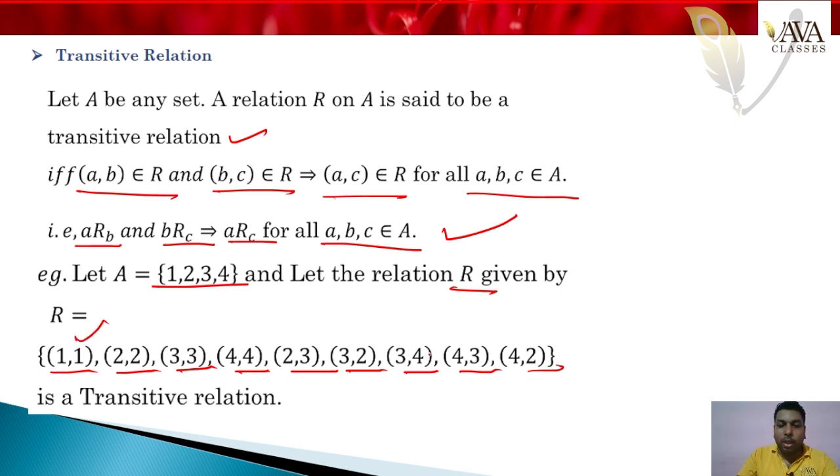You cannot combine (1,1) with anyone, so it is okay. (2,2), (2,3) gives (2,3). (2,3), (3,2) gives (2,2). (3,2), (2,3) gives (3,3). (4,3), (3,4) gives (4,4). Okay. So (4,2), (2,3) gives (4,3). So for every (a, b) belongs to R, (b, c) belongs to R, we have (a, c) belongs to R. So it is a transitive relation. Okay. You can create more examples by yourself.